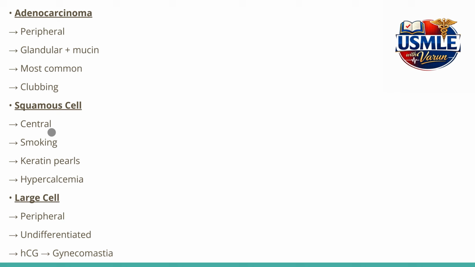The other cancer is squamous cell carcinoma. Again, this is one of those centrally located lung cancer lesions. It's associated with smoking, characterized histologically by keratin pearls and associated with hypercalcemia as a paraneoplastic syndrome due to elevated parathyroid hormone related peptide. Whereas large cell carcinoma is peripheral, it is undifferentiated. Paraneoplastic syndrome that is associated with large cell carcinoma includes elevation in HCG, which could lead to gynecomastia.